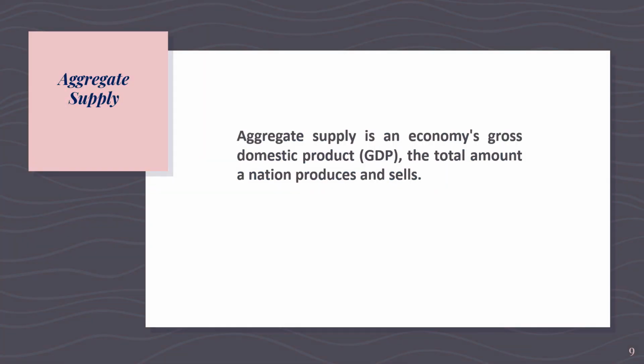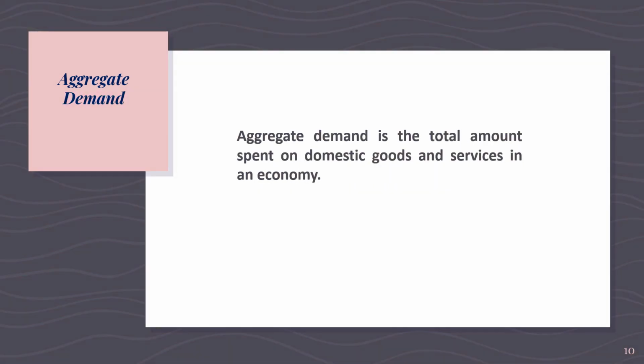Now, having discussed what comprises real factors, there are two more terms that we need to understand in order to discuss the real business cycle. First one being the aggregate supply. Aggregate supply is an economy's gross domestic product, that is GDP, or the total amount a nation produces and sells. Then we have aggregate demand. Aggregate demand refers to the total amount spent on domestic goods and services in an economy.